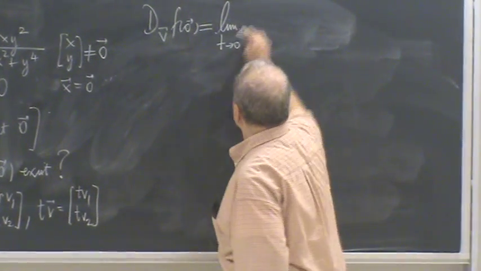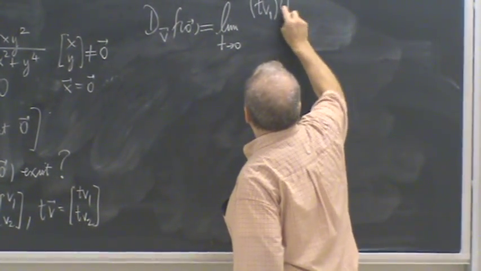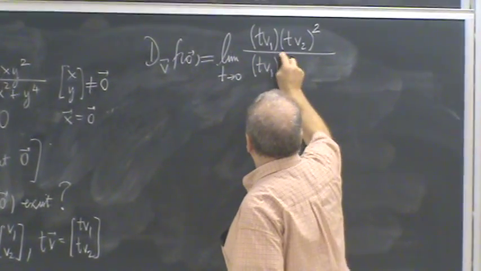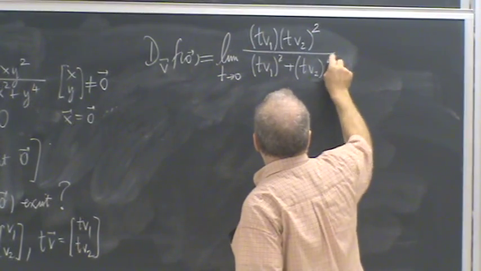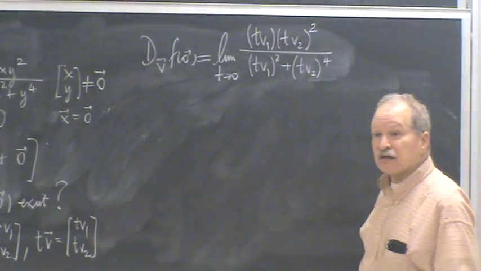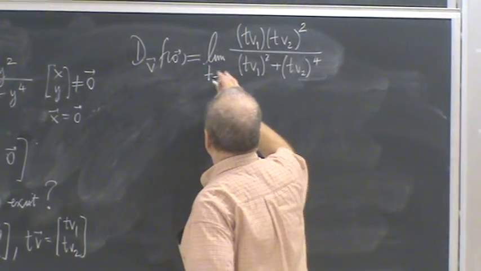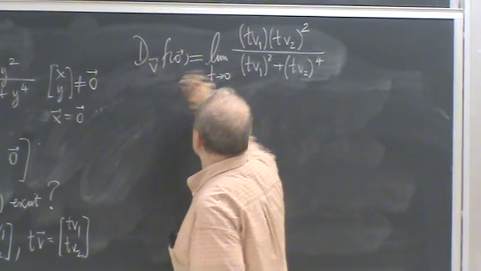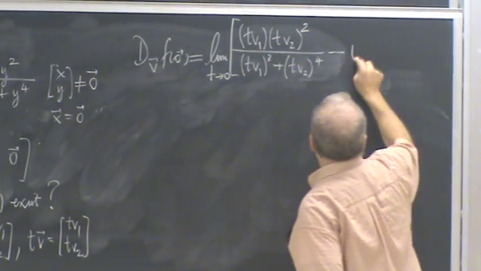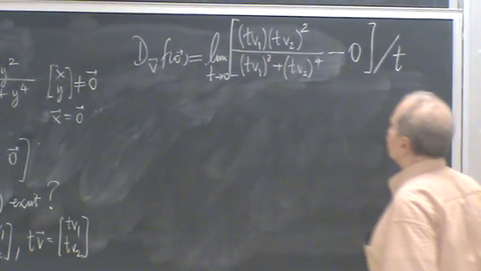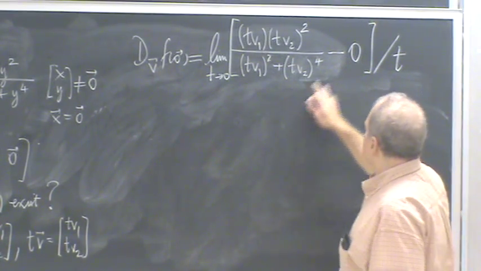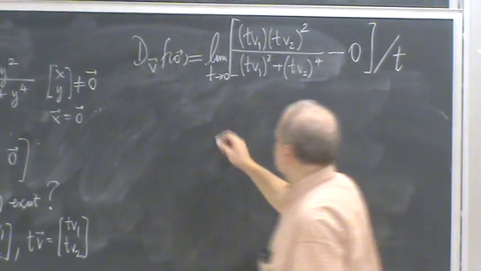x y squared over x squared plus y to the 4th, minus f of 0. And then divide by t, right? I shouldn't have written it that way. I'll switch to the standard way now. So the minus 0 isn't too interesting.